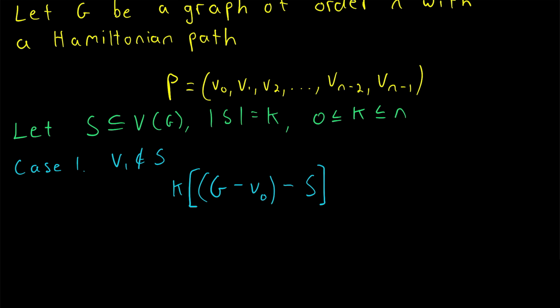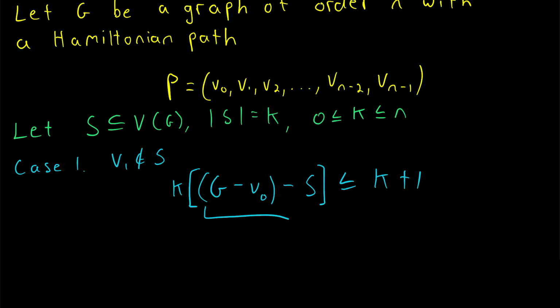So we can apply our induction hypothesis to this graph to say that if we delete k vertices from the graph, the number of components in the resulting graph has to be less than or equal to k plus 1. And in fact, it's possible that we're deleting fewer than k vertices from G minus V0 when we subtract S. Because S, remember, has k vertices, but if one of those k vertices is V0, then that's not being subtracted from G minus V0 because V0 already isn't in G minus V0.